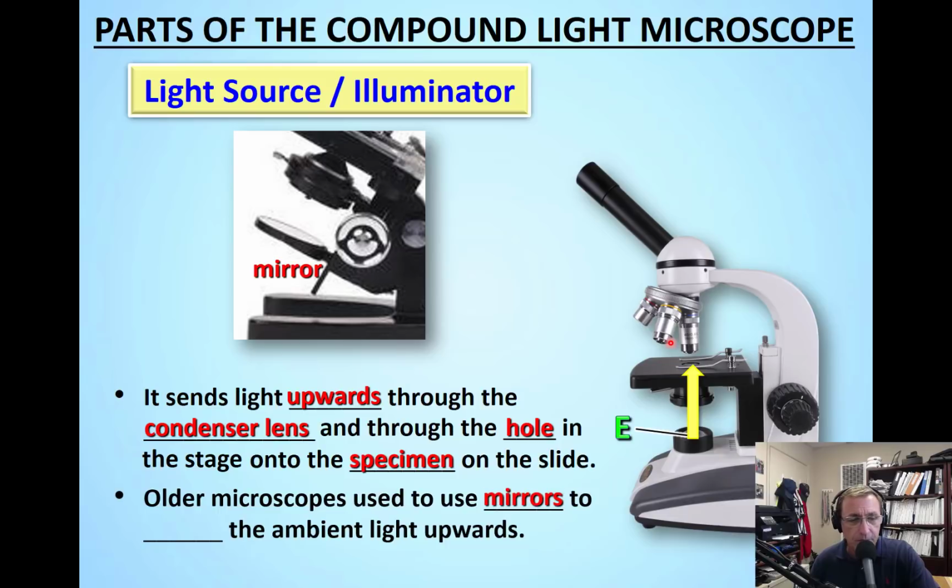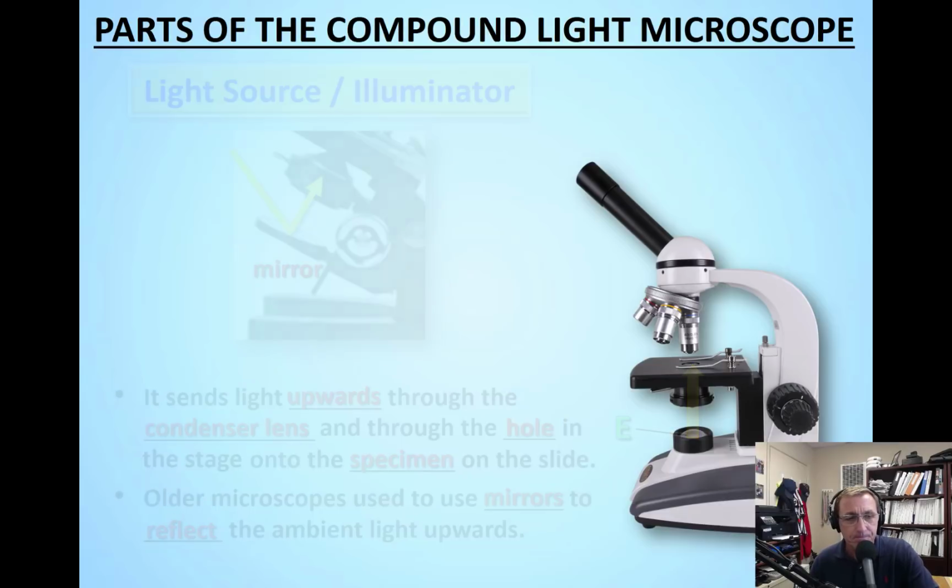Okay, so you may see these. You may, I doubt it, but they have mirrors and they reflect the ambient light upwards. Okay, so older microscopes used mirrors to reflect the ambient light upwards, and there you see here in the example, the light's coming in, bouncing perfectly up the mirror and into the hole in the stage.